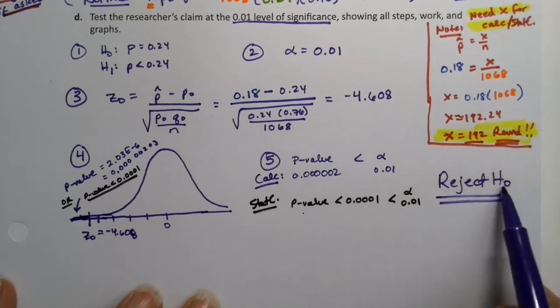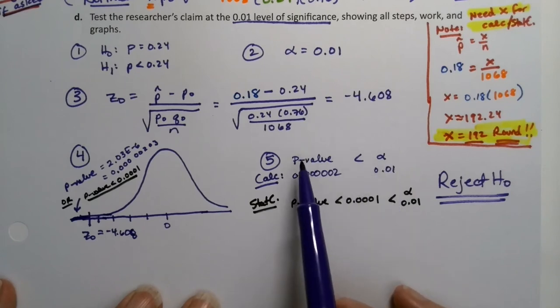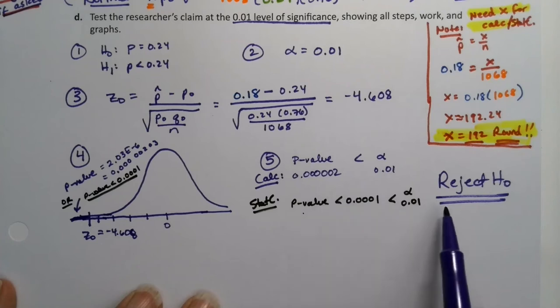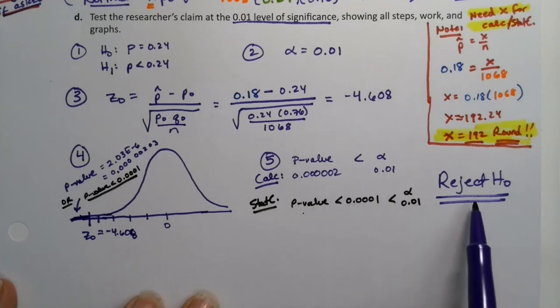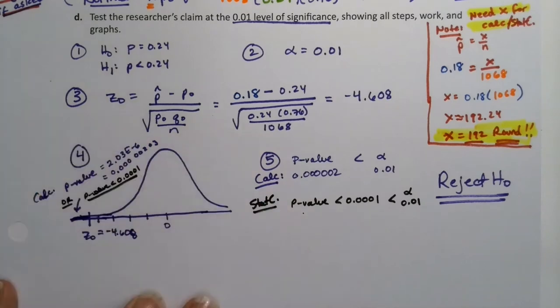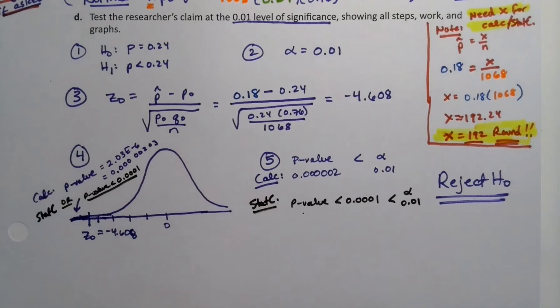Right? So you reject h0 and you have to write why. So if you have a calculator, you write this. If you have StatCrunch, you write this. Either one is fine because they're both showing that you need to reject h0. Same thing with over here. If you have a calculator, you write this. If you have StatCrunch, you write this. Either one is fine.